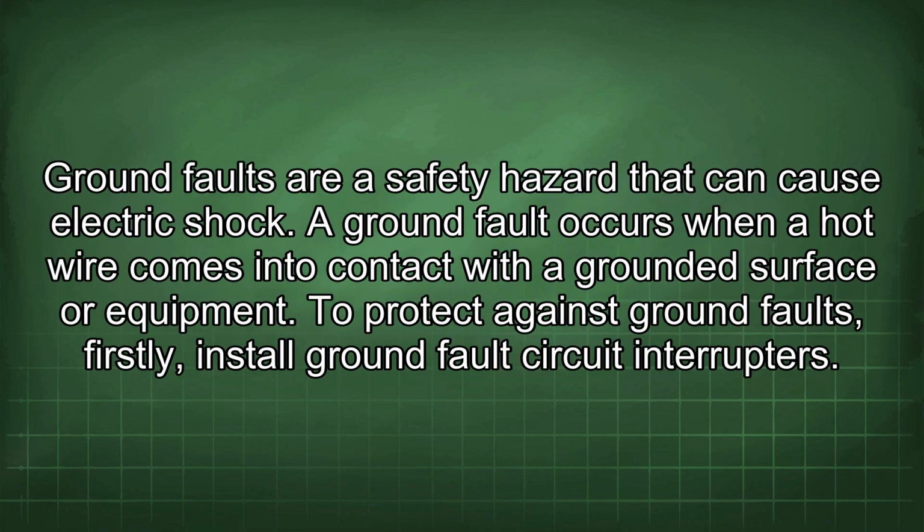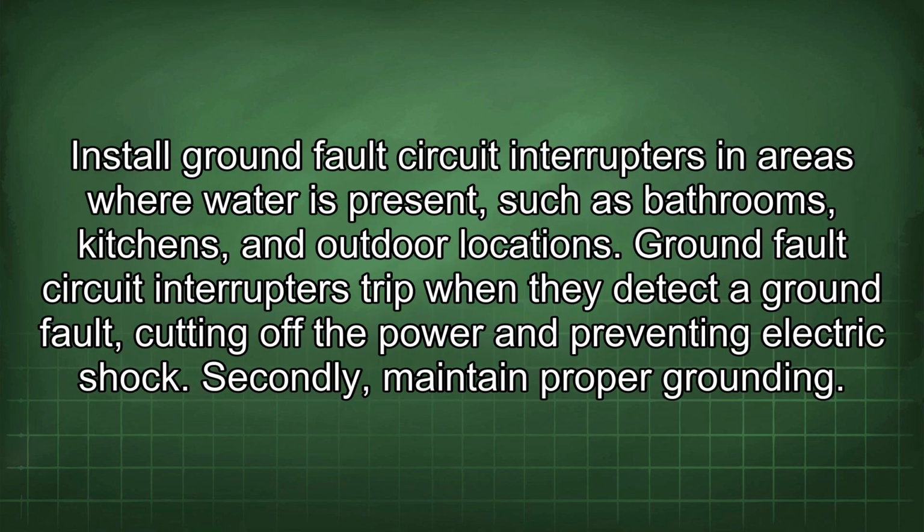Ground faults are a safety hazard that can cause electric shock. A ground fault occurs when a hot wire comes into contact with a grounded surface or equipment. To protect against ground faults, firstly, install ground fault circuit interrupters. Install ground fault circuit interrupters in areas where water is present, such as bathrooms, kitchens, and outdoor locations. Ground fault circuit interrupters trip when they detect a ground fault, cutting off the power and preventing electric shock.